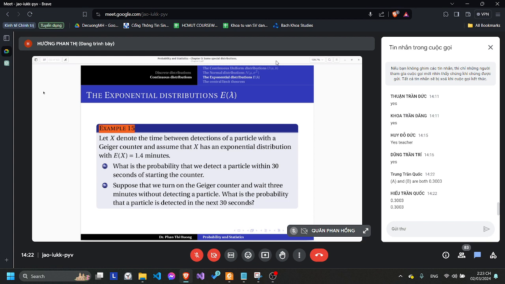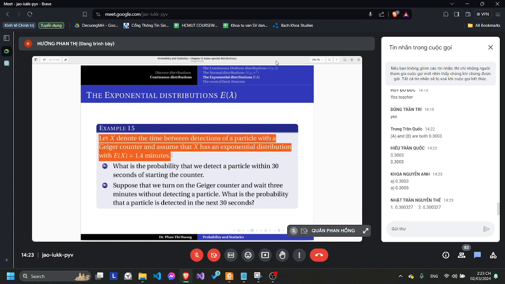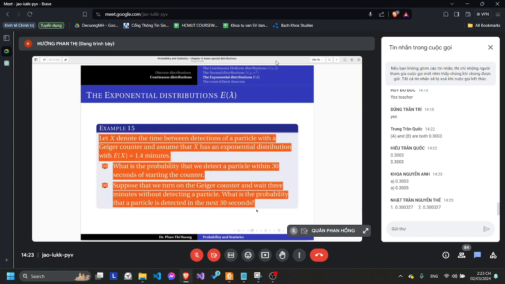Now, let's estimate the time between detections of the particle with the usual counter, and assume that S has the exponential distribution with the mean of 144 minutes. What is the probability that we detect the particle within 30 seconds of the starting of the counter?